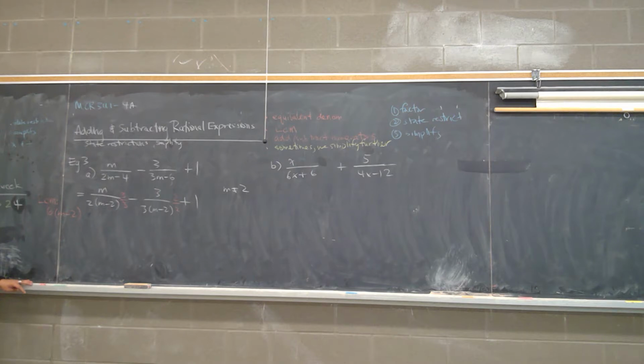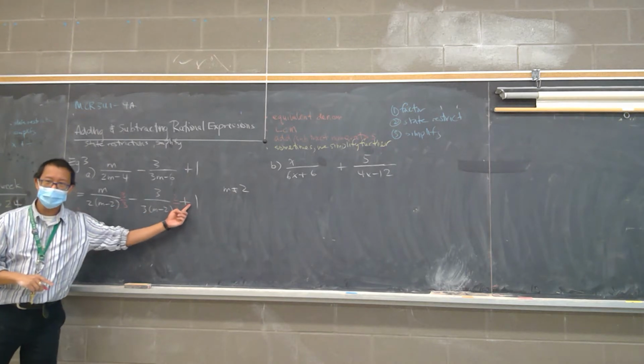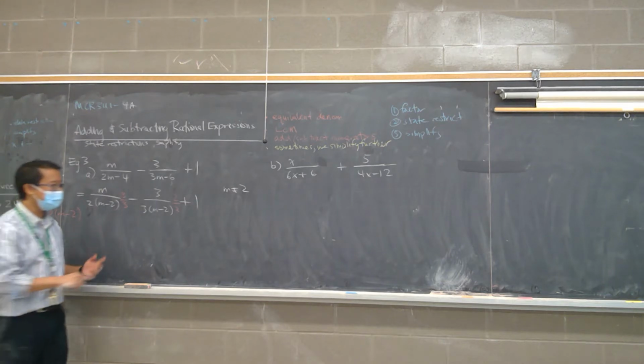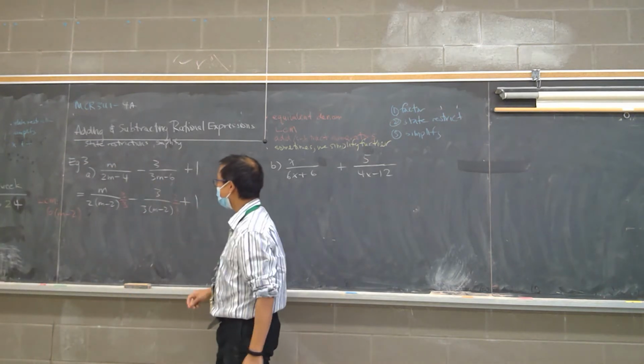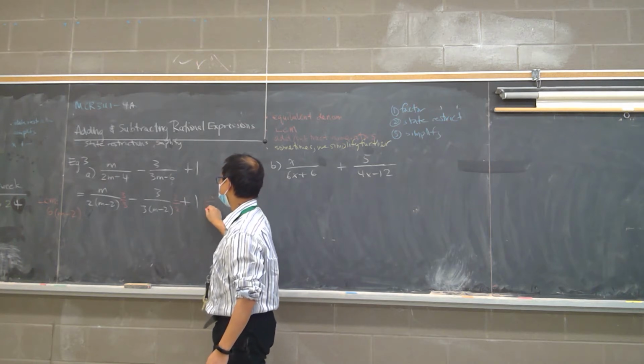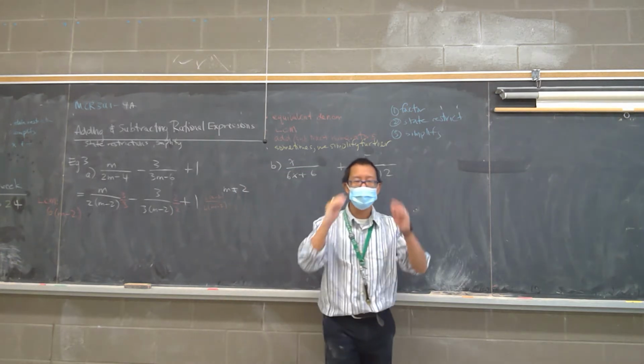Which really means this is only the first part. But this example, for some reason, is also devious because I need to make this one the same denominator of 6 times m minus 2. So you know what this is going to be? We're going to take that 1 and multiply by 6 times m minus 2 over 6 times m minus 2. Let's just pause and let that sink in.